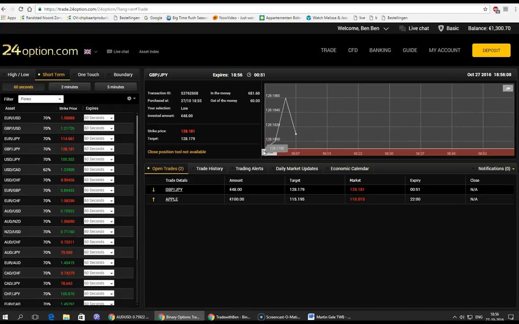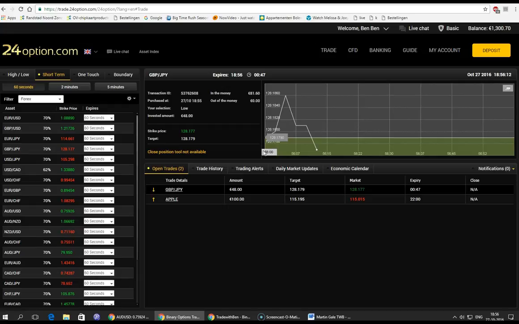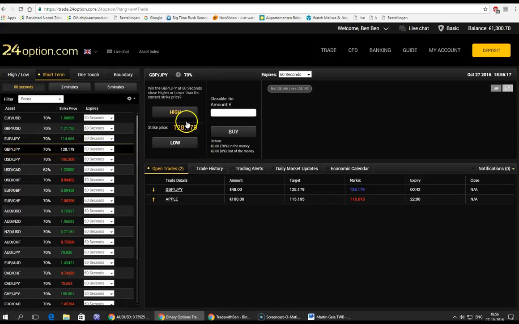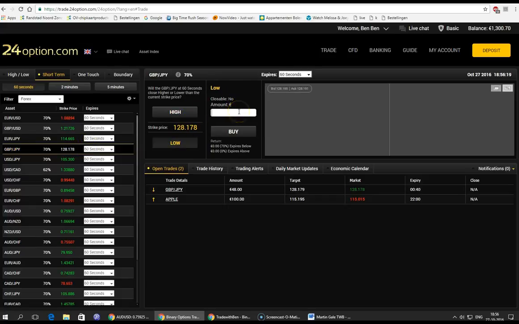Wow. So let's see. GBP, low, 120. Let's see what is going to happen. Down with 20 pips already. So yeah, I think this trade will keep on going down. I hope.